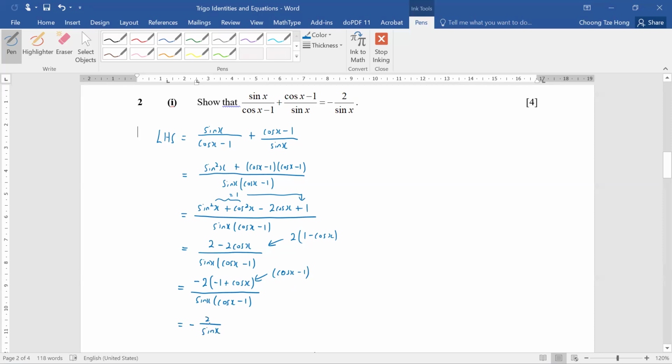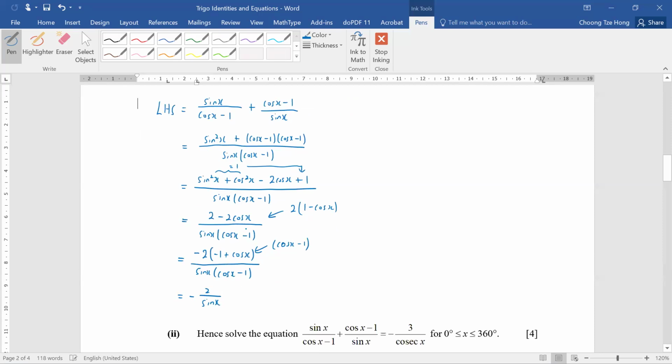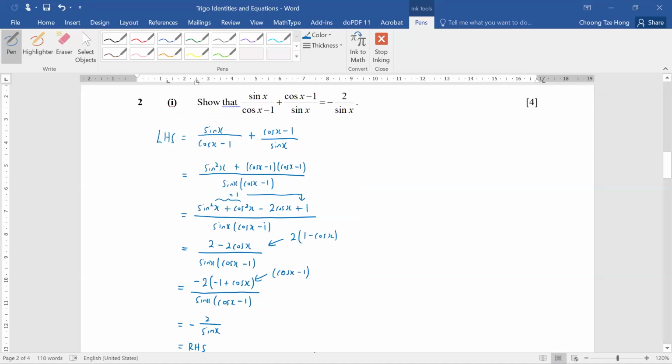Which is negative 2 over sin x. So over here we have shown it, equals to the right hand side. So it's just like this. Remember, always start from the more complicated side, then ask yourself what else can be done to proceed forward. In this case, the first step, there's nothing else much to be done except to combine into a single fraction, and after that you simplify from there.